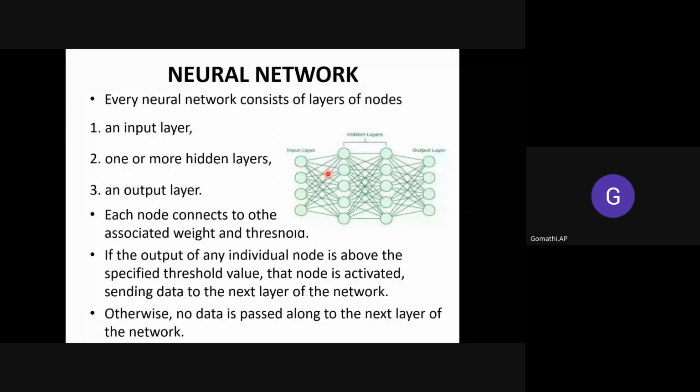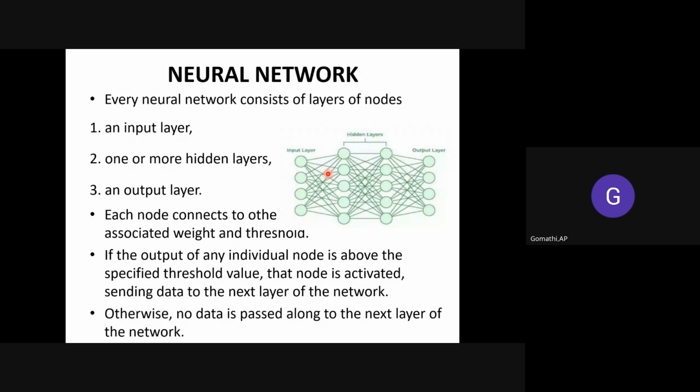Here, each node connects to an associated weight and threshold. So the neural network is a computational model inspired by biological neural networks to process information. Here, the input processes the information, and we have also seen the structure, or the layers, of the neural network.